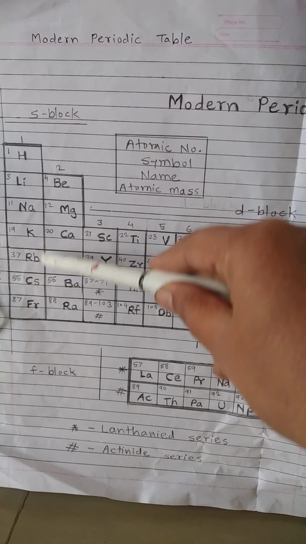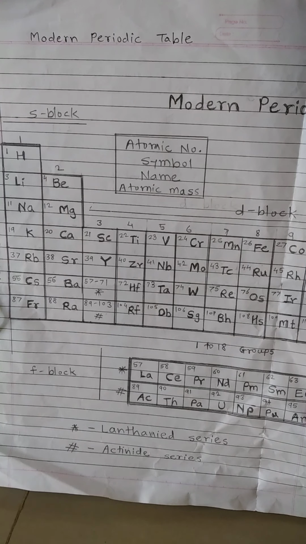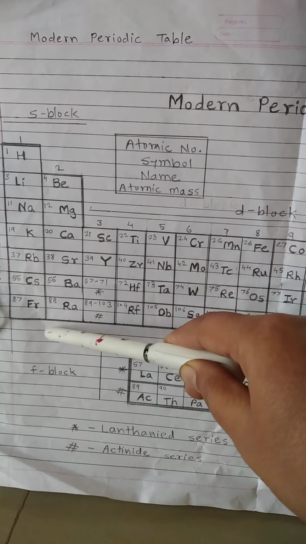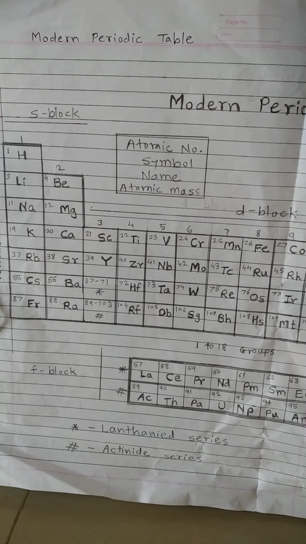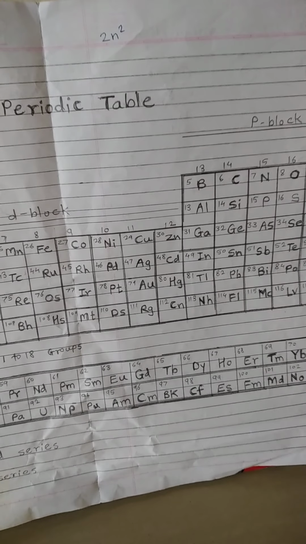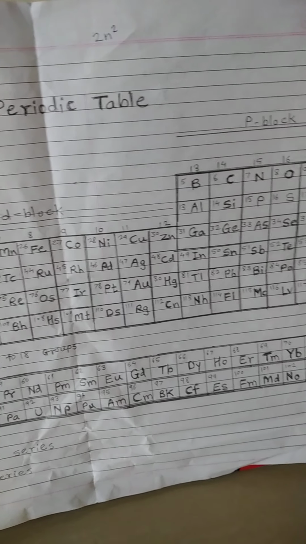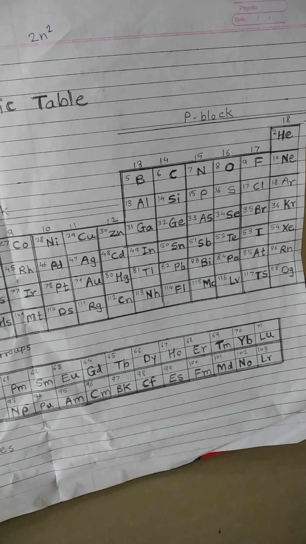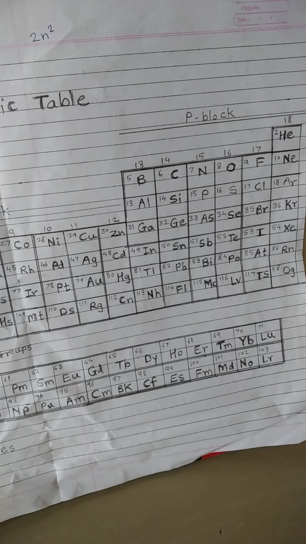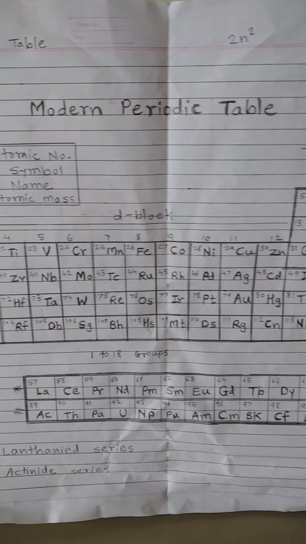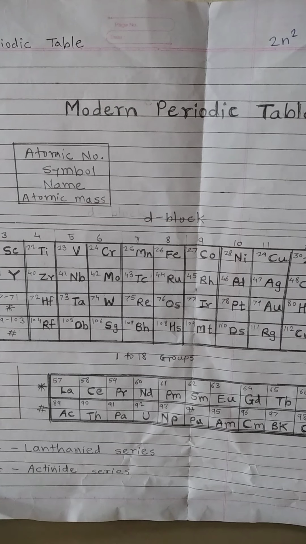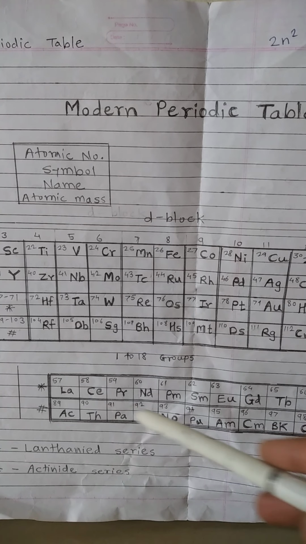Everyone look at this diagram. There are 1 to 7 horizontal rows called periods and 1 to 18 columns called groups. Apart from the 7 rows, 2 rows are shown separately at the bottom of the periodic table. These are called the lanthanide series and the actinide series.